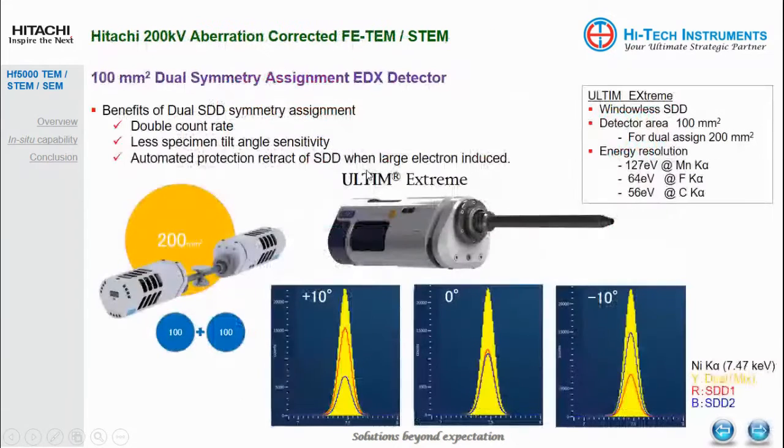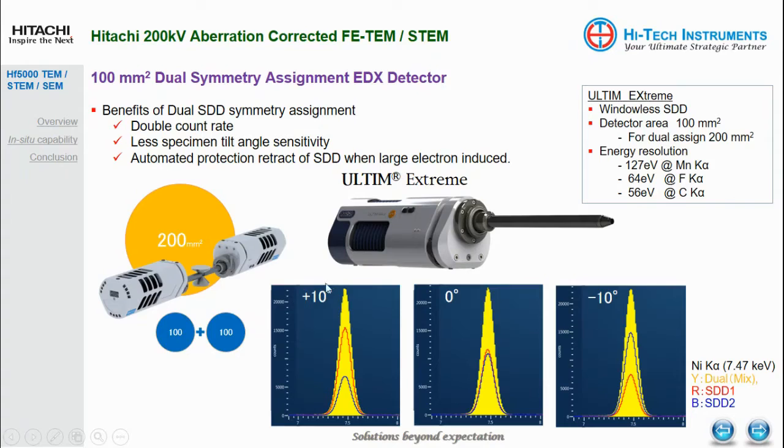And the next thing is about the EDX detector. Usually for the configuration of TEM, you only have one EDX detector. But with this design with a high sensitivity, a dual SDD detector is actually achievable. With this double detector, with 200 square windows and a windowless SDD detector, it offers you double the count rate of your EDX analysis or mapping, and it is less sensitive to specimen tilt angle. It means that no matter how you tilt your sample, your count is always at the maximum.